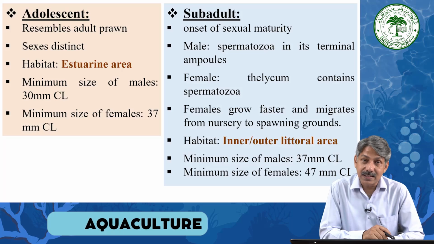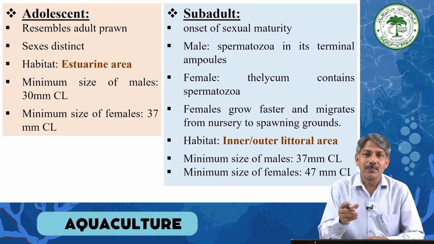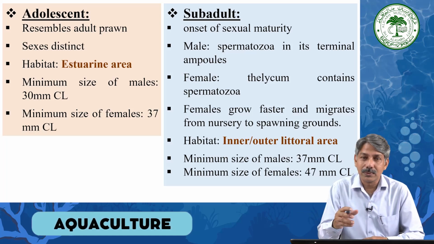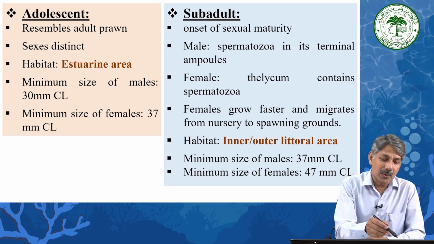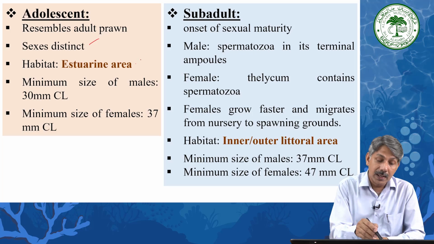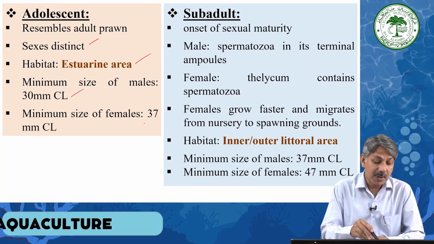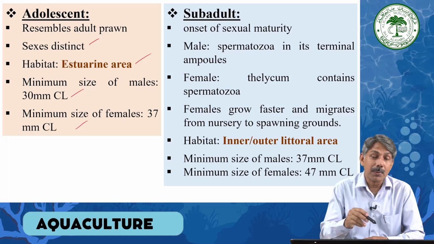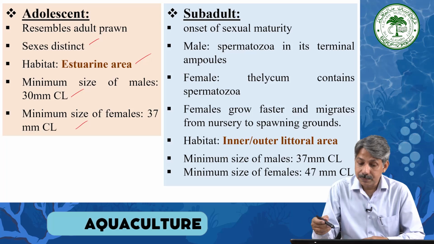Now, the next stage is adolescent and subadult stages. The adolescent stage starts resembling the adult prawn very much. So, when you look at the adolescent stage, its looks are very close to how an adult prawn looks. Sexes become distinct in adolescent stages. Again, this is distributed in the estuarine area. Minimum size of males is 30 mm carapace length, and minimum size of females 37. Remember that we talked about females being larger than males.